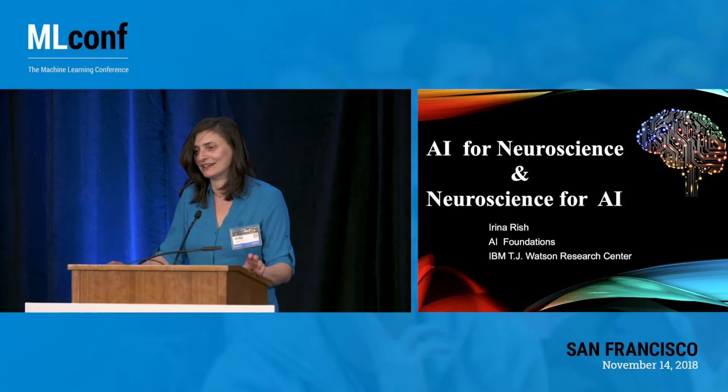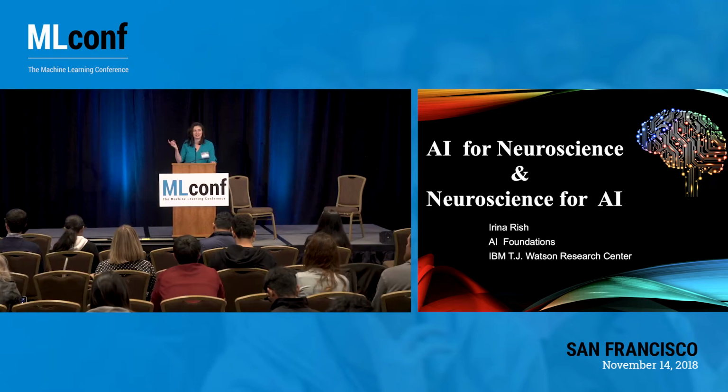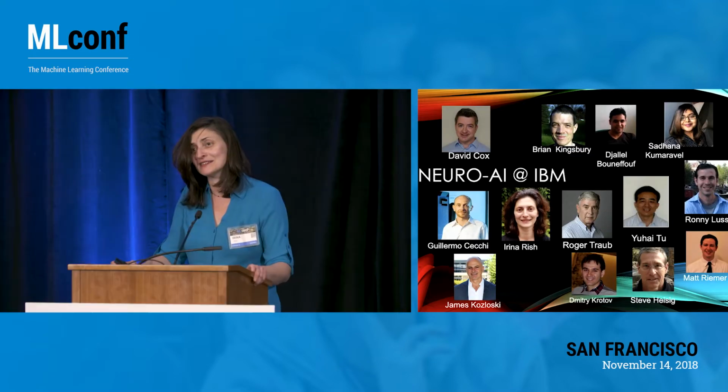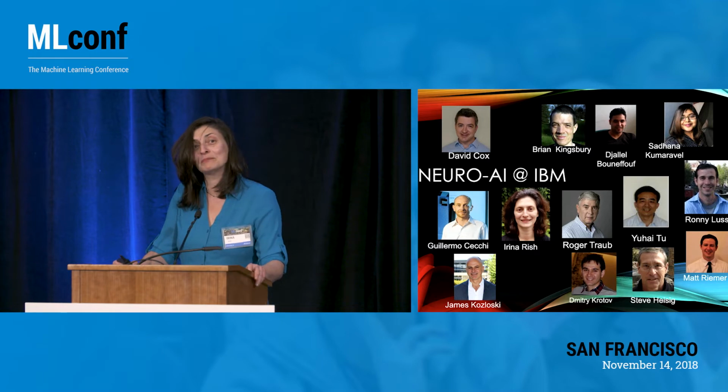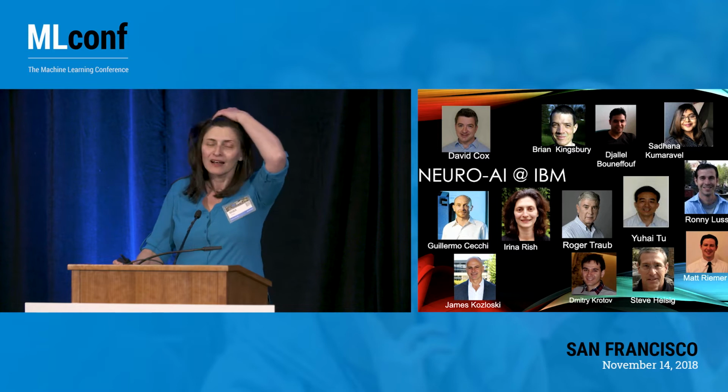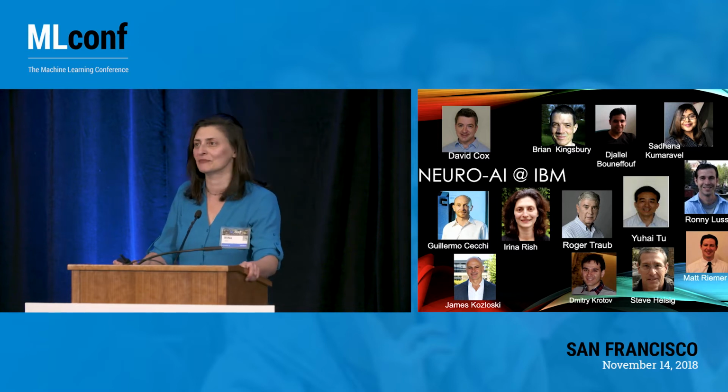I will talk, as my title says, about AI and neuroscience and about the bidirectional relationship between those extremely interesting disciplines. This is just part of the much larger community at IBM Research, where I'm coming from, where people are interested in work at the intersection between those two fields, some coming from an AI background, some from a neuroscience background.